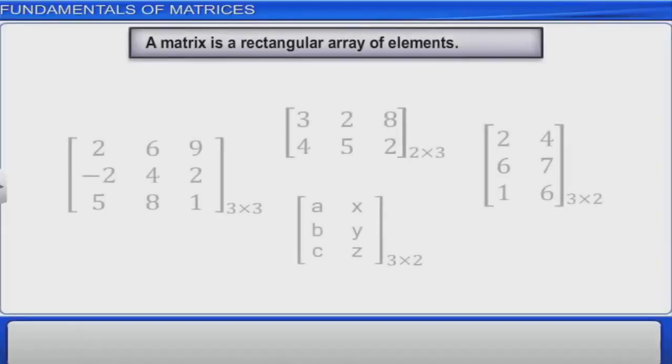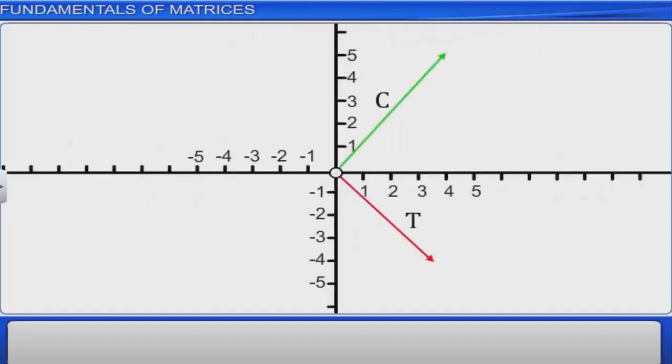A matrix is a rectangular array of elements. While there is no particular intuition, a matrix is a tool for computations. To understand this, let's consider vectors C and T on a plane.